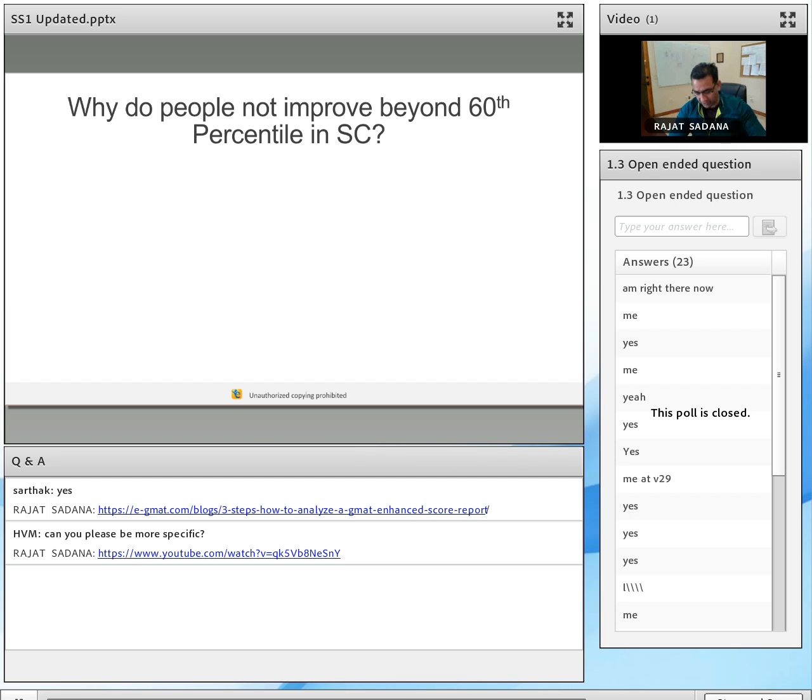The thing which is really important for you to understand is, why is it that people don't improve beyond the 60th percentile? It's not their capability. It's essentially their attitude towards learning. And just to really do that, if you think about the GMAT, about 200,000 people take the GMAT every year, which means when you're at 60th percentile, you're in the top 80,000. When you're at 90th percentile, you're in the top 20,000 people.